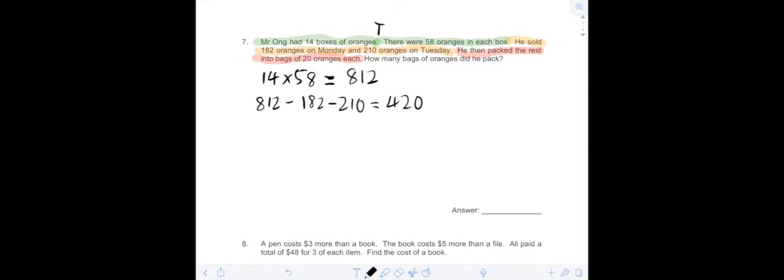Now with 420, this would be how much he has left. He then packed this 420 into bags of 20 oranges each. So from here we'll have 420. We divide it by the number of oranges inside each bag. Remember, I can cancel off the zeros. The answer will be 21 bags of oranges altogether.